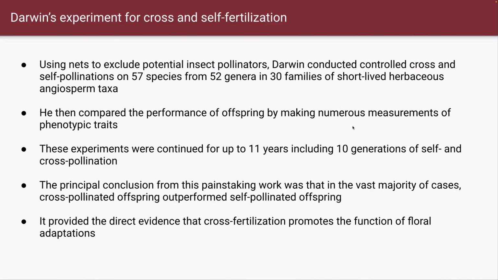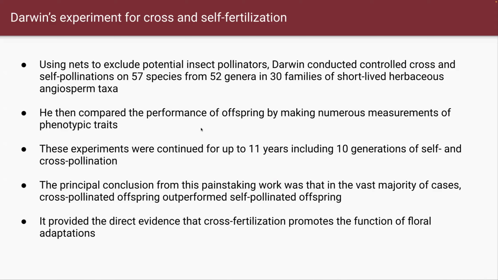components, right? So his experiment was that he excluded potential insect pollinators. Darwin conducted controlled cross- and self-pollination, because insects can mediate some cross-fertilization between geographically different areas. So he controlled that experiment. He used 57 species from 52 genera and 30 families of plants.